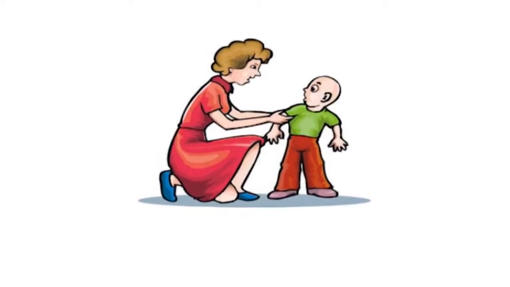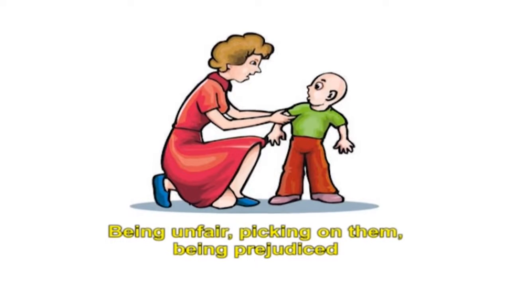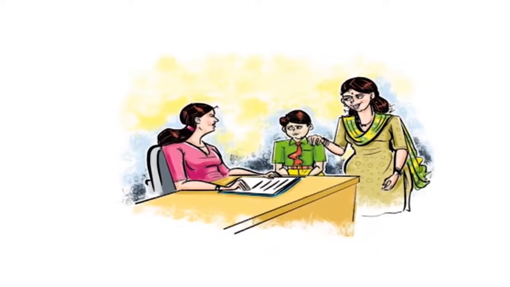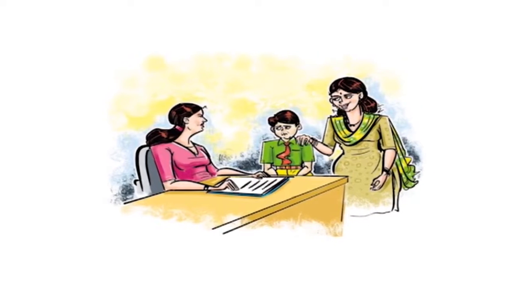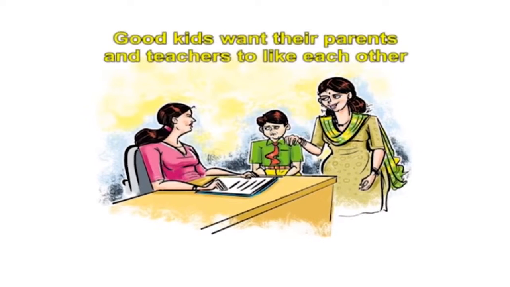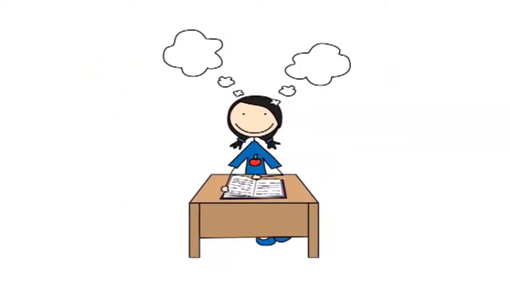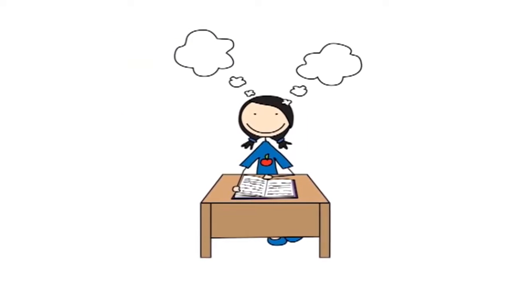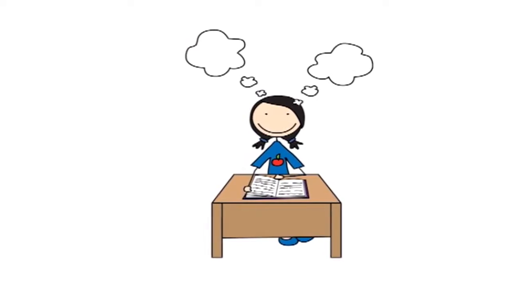Sometimes children accuse teachers of being unfair, picking on them, being prejudiced or a myriad of other questionable treatments. So parents and teachers judge each other constantly, and the sources of their judgments are kids, often with a vested interest. Good kids want their parents and teachers to like each other. Troubled students want the opposite. Many children can, in their eyes, benefit from animosity between parents and teachers, and they play one against the other. This is a dysfunctional form of communication.